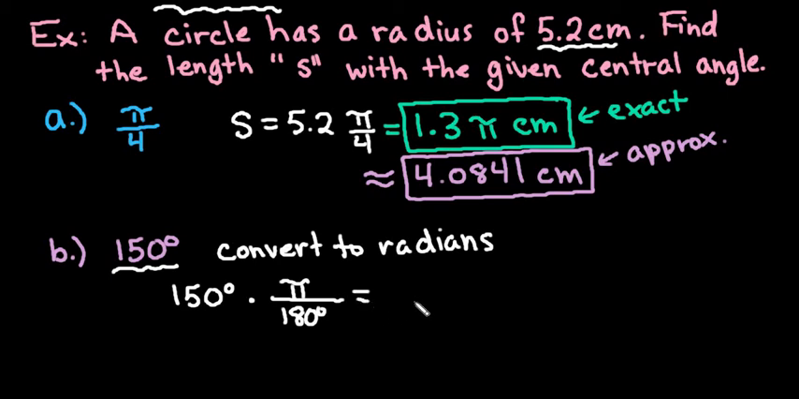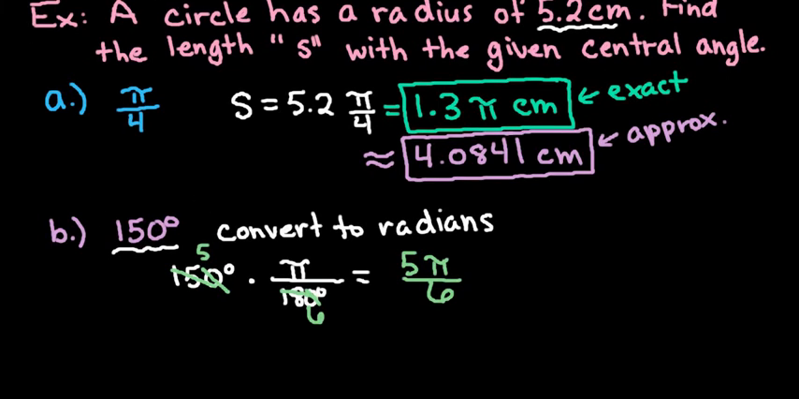When we do this, it's best to not approximate. If you reduce this, the zeros cancel each other out, and 15 and 18 can both be divided by 3. So if I divide these by 3, this becomes 5 and this becomes 6. So we could say that this is 5 pi over 6. Okay, so now that we have it in radians, we can simply plug it into our formula.